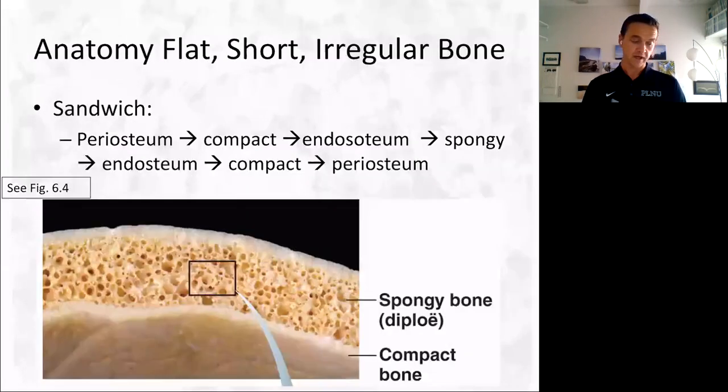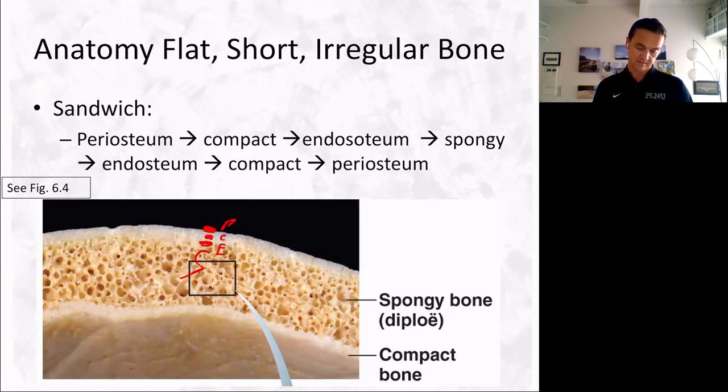Okay, and then when we look at a flat, short, or irregular bone, instead of long bones, we have this sandwich setup where we're going to have periosteum here, then it goes to compact bone, endosteum there, and then it's all spongy bone here. So periosteum, compact, endosteum, spongy bone, and then it happens again. Then we've got endosteum, compact, and periosteum. And that's pretty much the makeup of that.